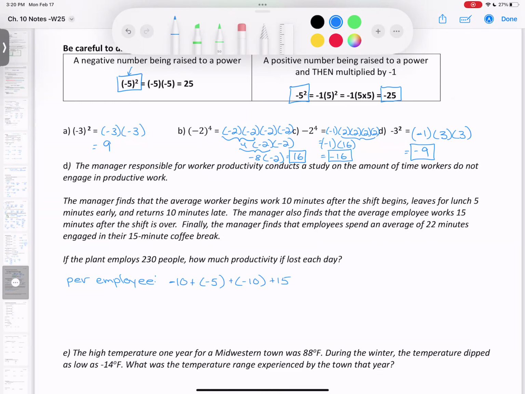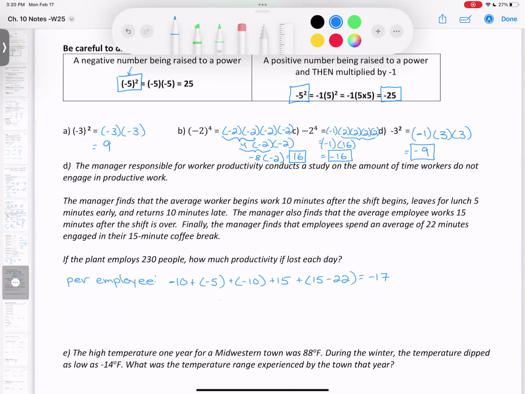And they're spending 22 minutes on the 15-minute coffee break. So you can think of that in 2 ways. You can say, well, that means we're losing 7 minutes, or you can think of it as we have 15 minutes minus 22, which will give us -7. Okay, and if we add all this up together, and I encourage you to do this with a calculator, you'll find you get -17. So per person, we're losing 17 minutes per day.